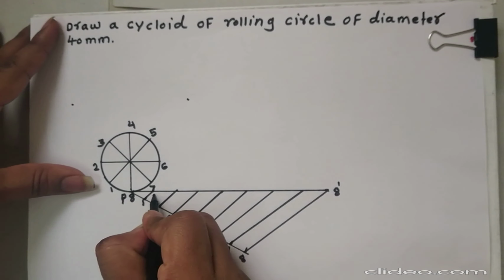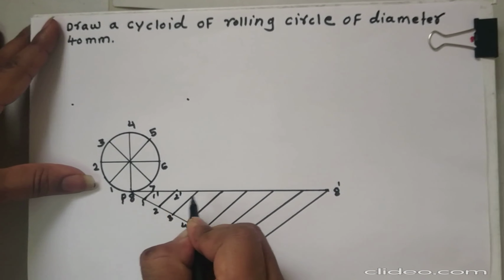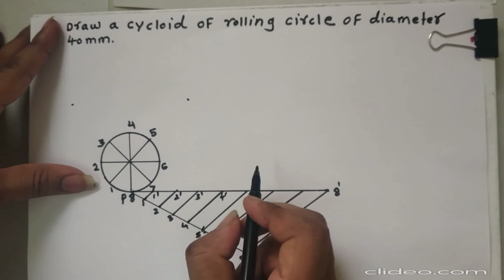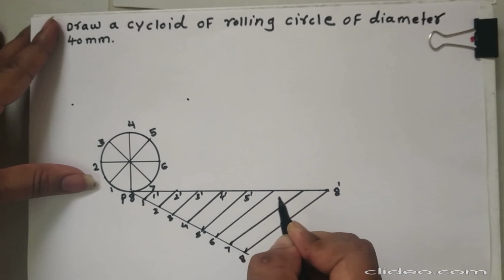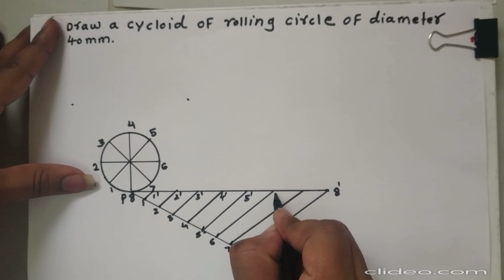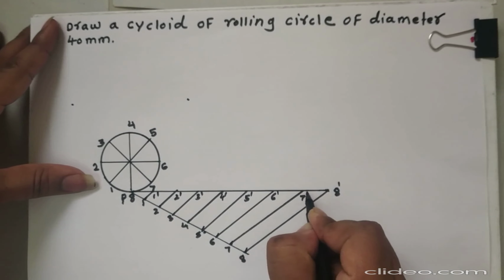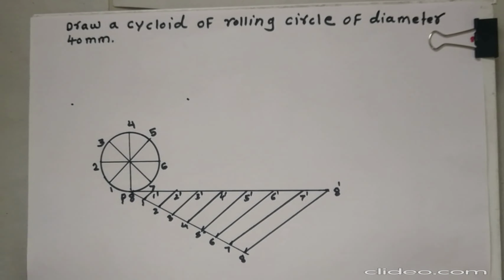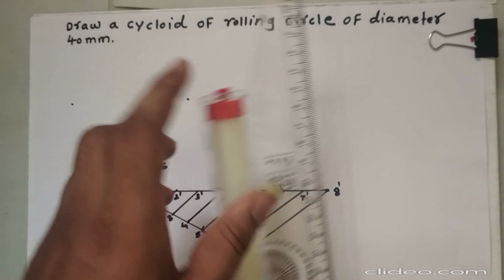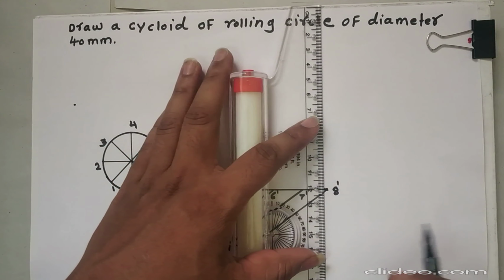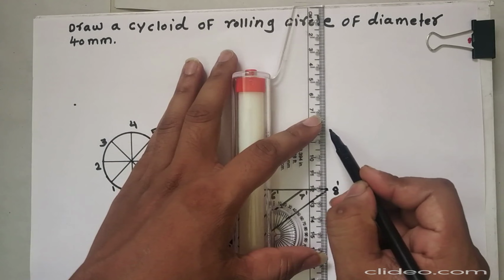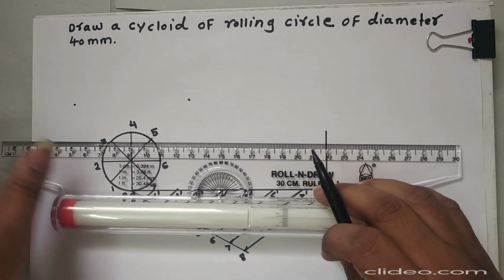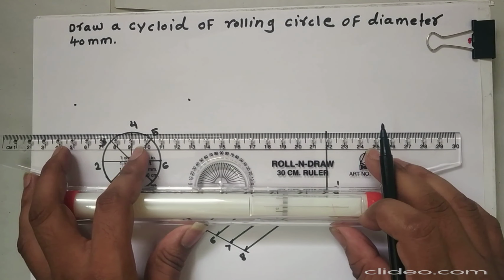Now name these points. This is 1 dash, this is 2 dash, this is 3 dash, 4 dash, 5 dash, 6 dash, 7 dash, and the last one is 8 dash. Now draw one vertical line from point number 8, and this should match with point number 4.